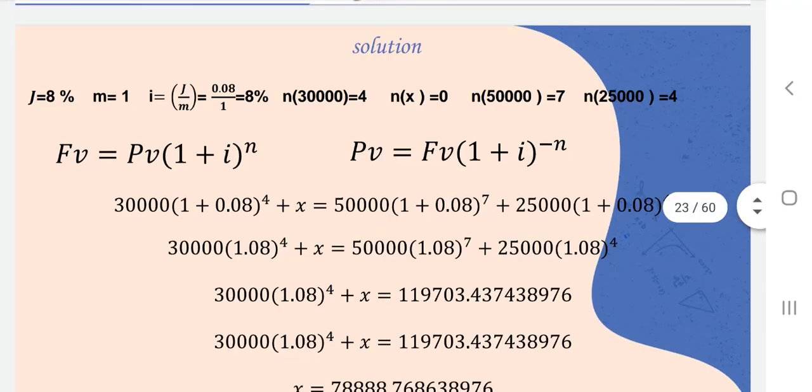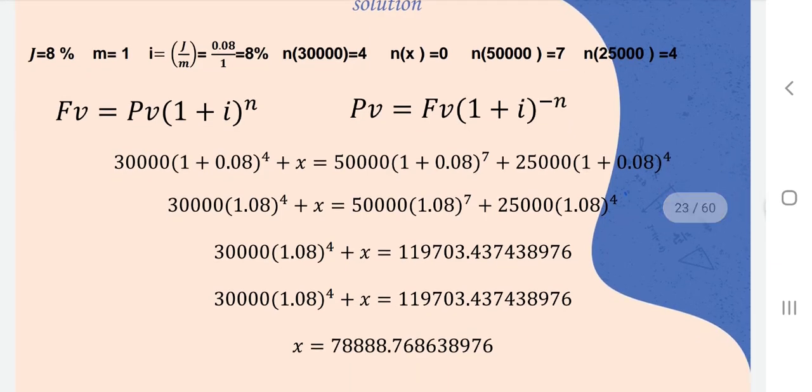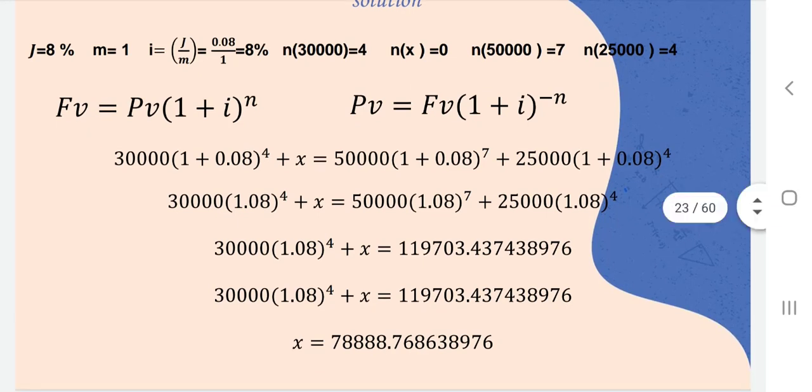Solution: because of J equal 8%, M equal 1, I equal J over M, so I equal 8%. N for $30,000 equal 4, $25,000 equal 4, N for $50,000 equal 7, and N for X equal 0. And by substituting in formula of future value and the present value, you can get X, which is equal $78,888.